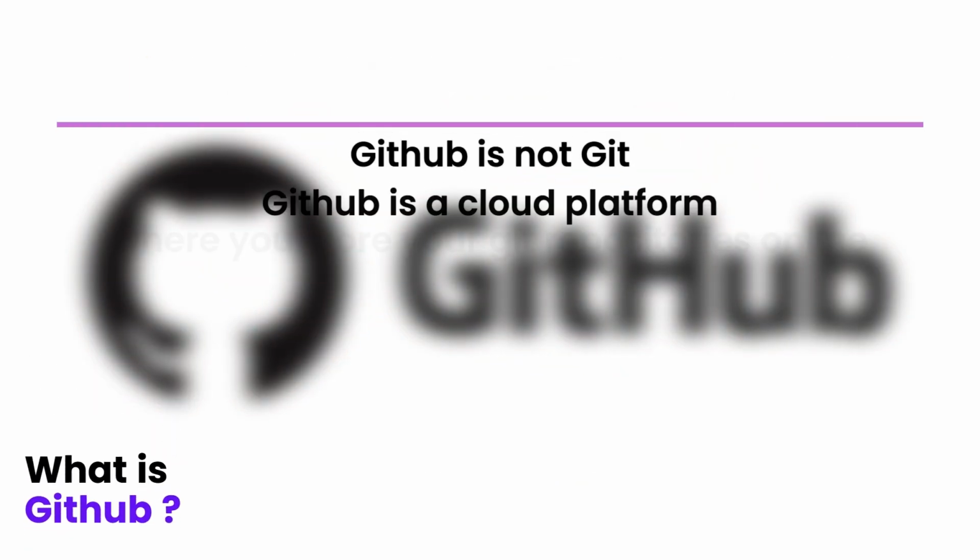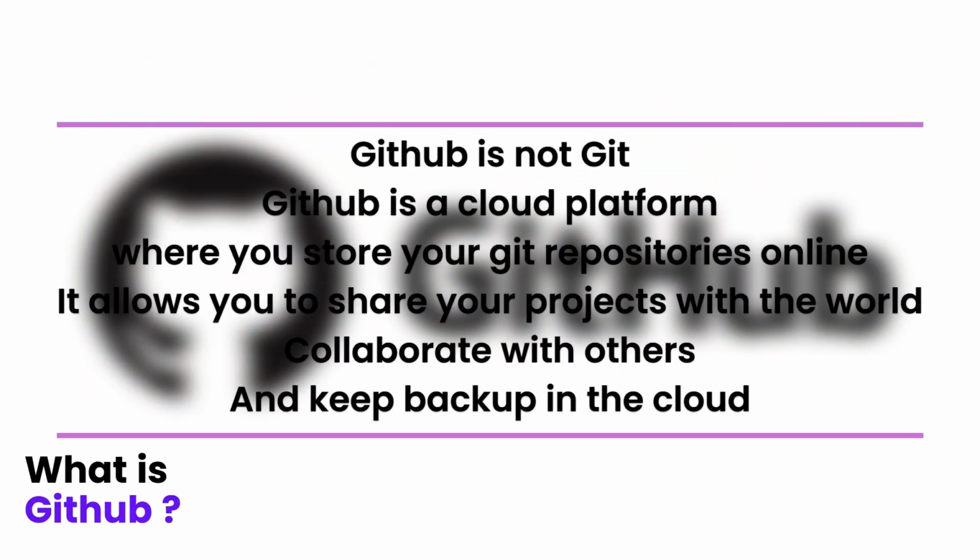What is GitHub? GitHub is not Git. GitHub is a cloud platform where you store your Git repositories online. It allows you to share your projects with the world, collaborate with others, and keep backup in the cloud.